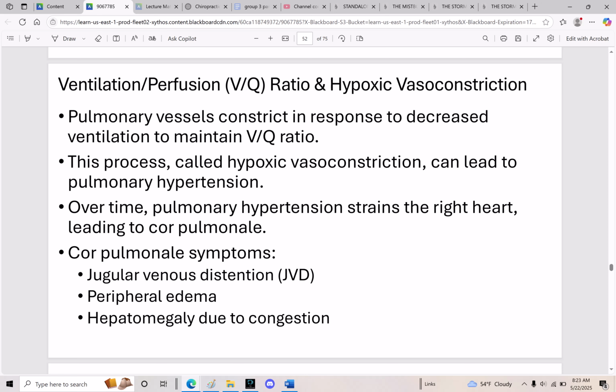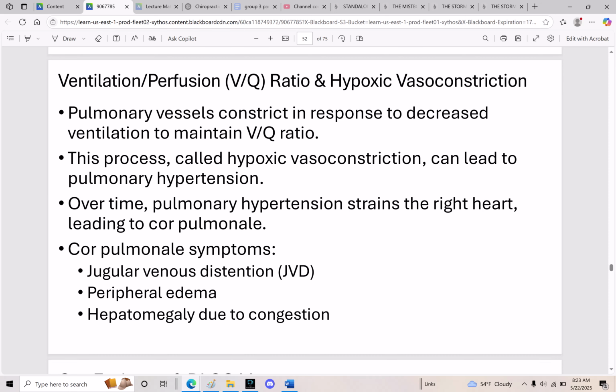All right, now that's it, we're done. Now we're talking about specific diseases.